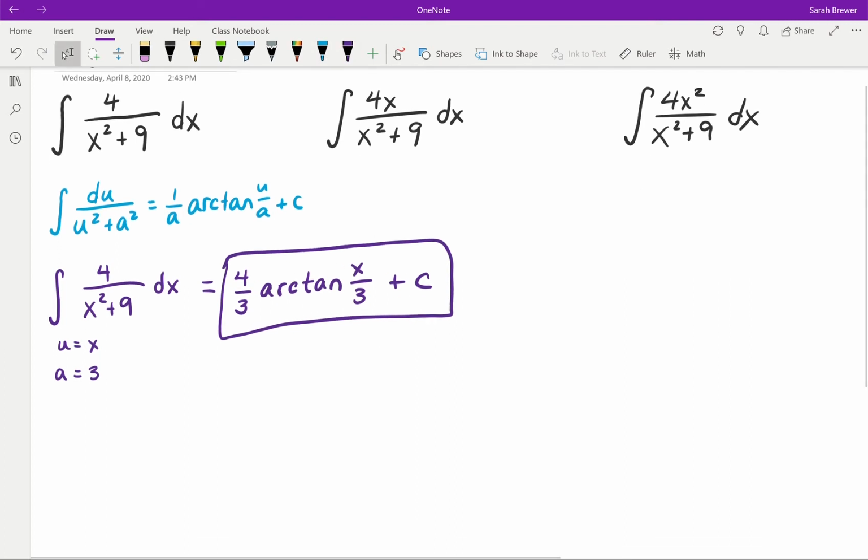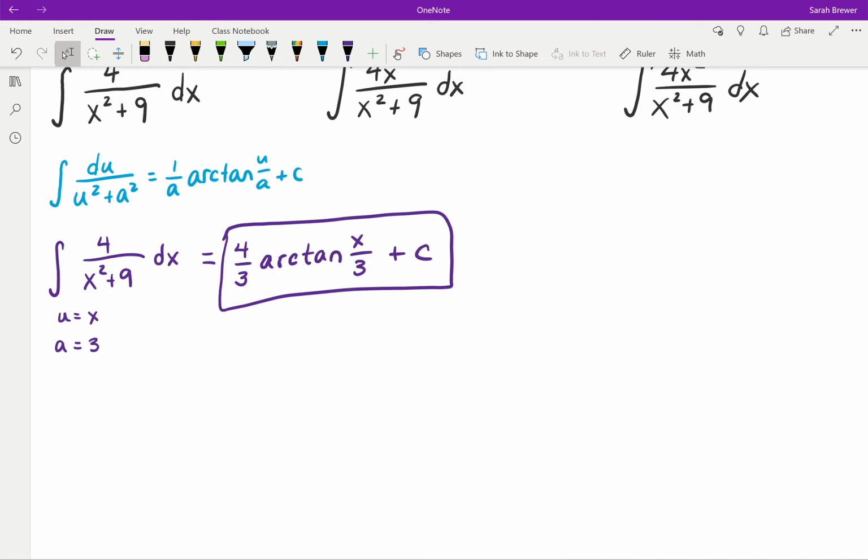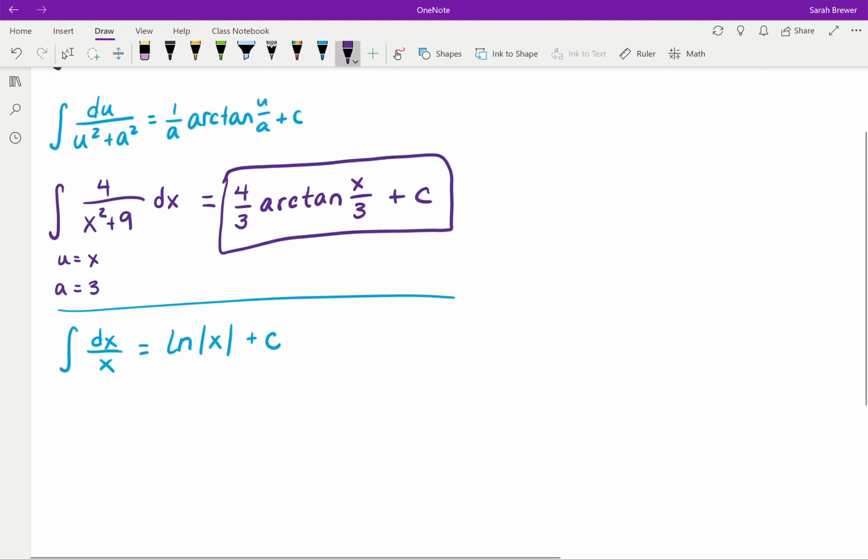All right, 4x over x squared plus 9. The only thing that we're going to need to recall here is the rule that the integral of dx over x is equal to the natural log of the absolute value of x. Hopefully you figured this one out, but let's work it out. So we're looking at the integral of 4x over x squared plus 9 dx.